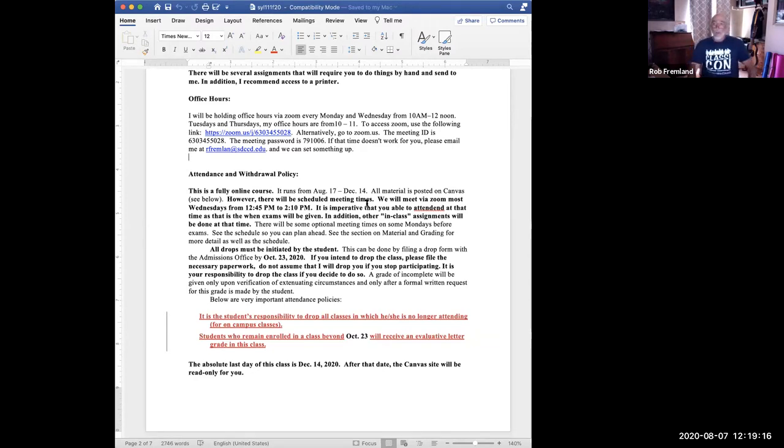Now, there are, however, scheduled meeting times that the class is going to meet. Of course, we're going to meet via Zoom, and those are going to be Wednesdays from 12:45 to 2:10. It's important that you are there and attending at that time. For example, all the exams are going to be given during that window, and I'm going to want you to be there on Zoom as well as working with the exam on Canvas.